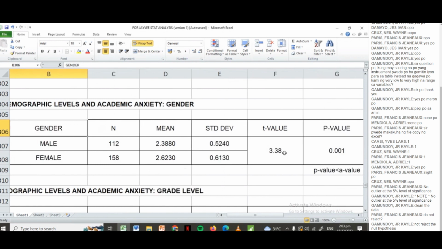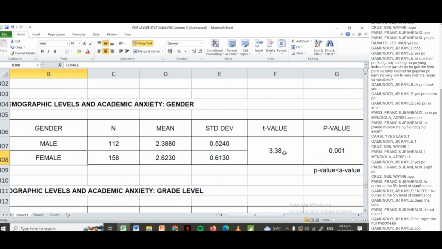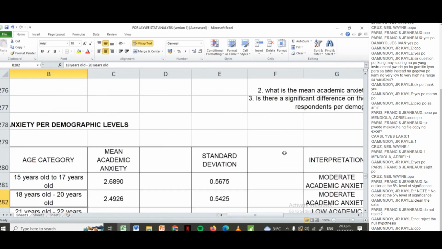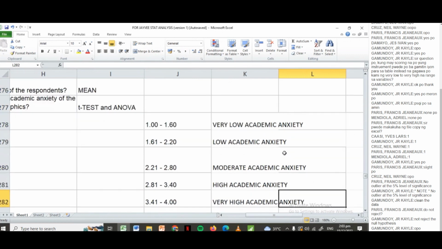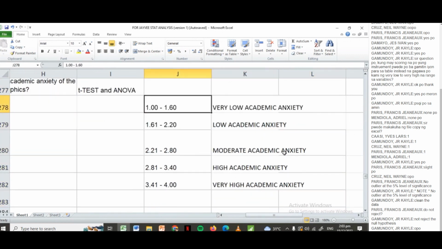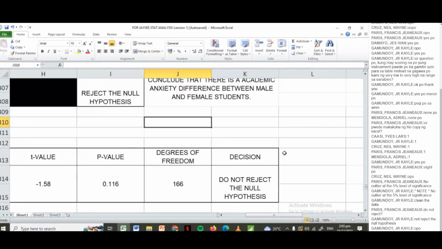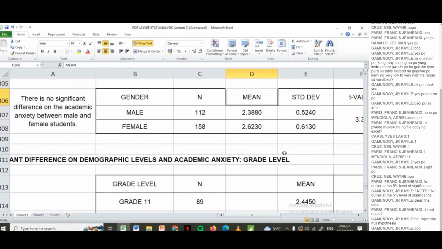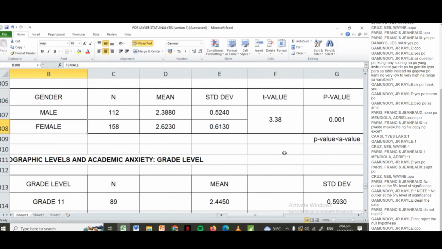Okay? So, pwede natin sabihin, sino mas mataas na academic anxiety? Now, if we would try to look at our data, we can actually conclude it here. Who has a higher academic anxiety? Of course, the one with the higher mean. Right? Sabi natin dito kanina sa ating interpretation, pag mas mataas, mas high yung academic anxiety. Kasi yung one, very low academic anxiety. From our data here, who has the higher academic anxiety? That is the female students. Naiintindihan po ba ako?